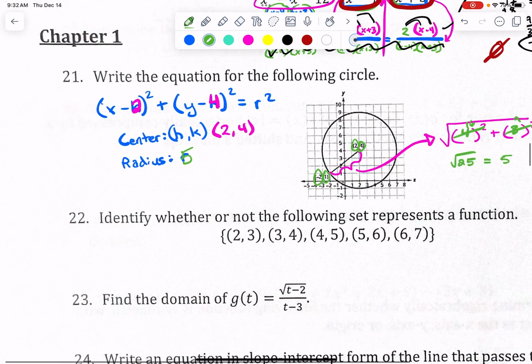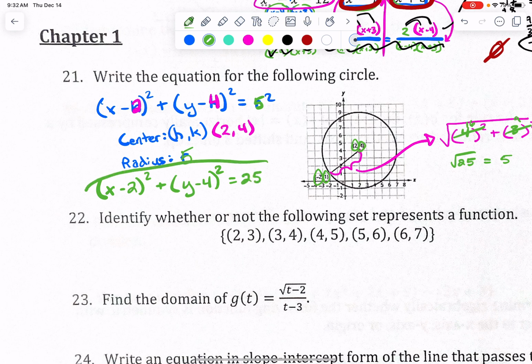So when I go to write my equation, I put 5 in there. So final answer, I'm just going to clean it up a little bit: x minus 2 squared plus y minus 4 squared equals 25. There we go. Perfect. Okay, that's the equation of a circle.